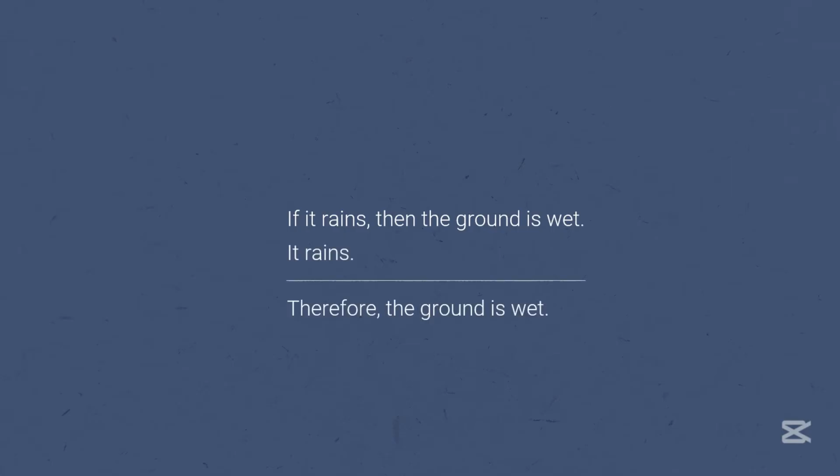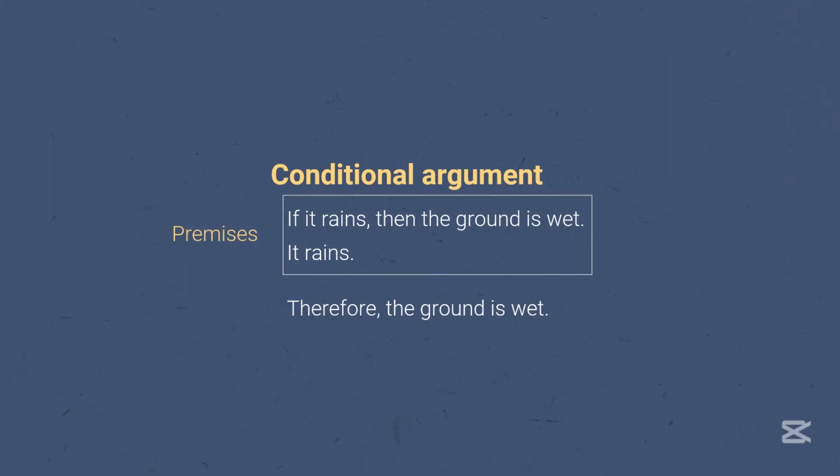To better understand how formal logic works, here's an example. Suppose we have the following argument. If it rains, then the ground is wet. It rains. Therefore, the ground is wet. This is an example of what is called in logic a conditional argument. Here we have three propositions or claims. The first two are called premises, while the third is called conclusion.